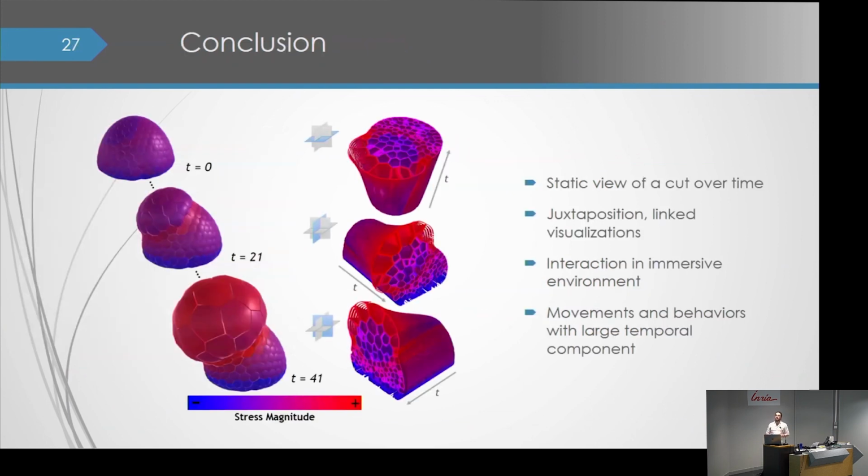So to conclude, we propose here a method to get a static view of a cut over time. We propose to juxtapose classic 3D views of a model with our generated visualization in order to be able to interact and explore the 2 views more easily. And we found that this method could help analyzing movements and behaviors of 4D objects with large temporal components.